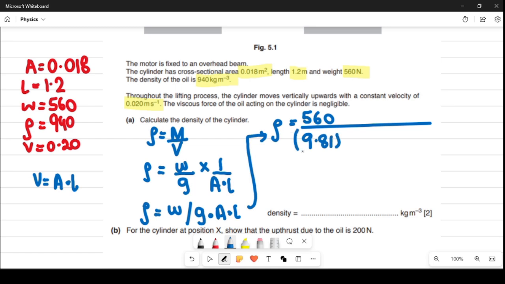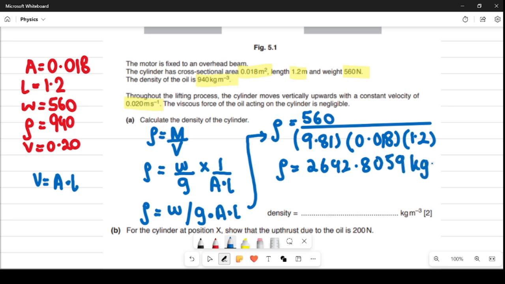9.81. This is your mass. Then you have area. For area, we have 0.018, and then you have length 1.2. So your density will have a value of 2.64 into 10 to the power... kilograms per meter cube, and this will be rounded off.